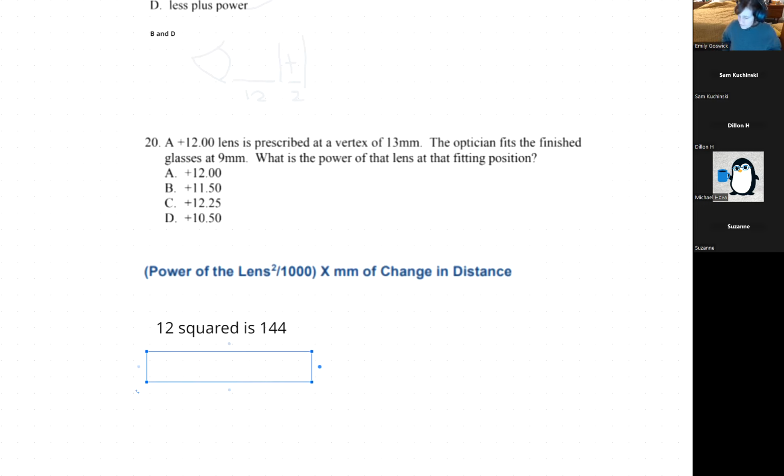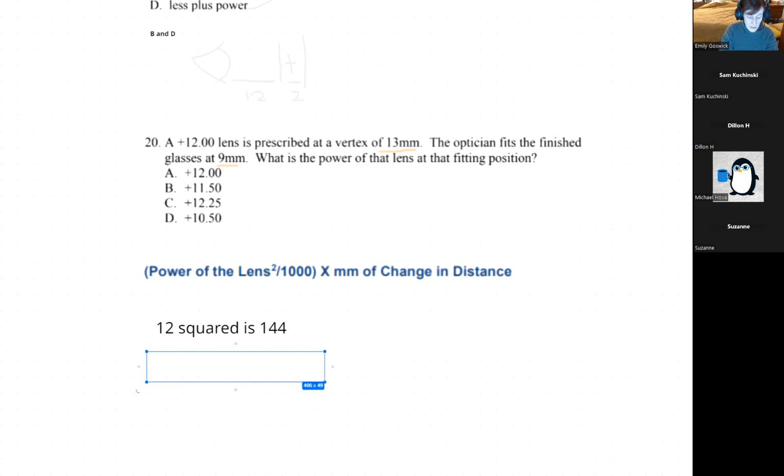I don't have my phone on me, but I did the math out already. We would do 144 divided by 1000. That's the first part of this formula. Then we multiply that by the amount of millimeters of change. You might ask, how do we figure that out? Well, it started at 13 millimeters. Now we're at 9 millimeters. So that's going to be 4 millimeters of change.